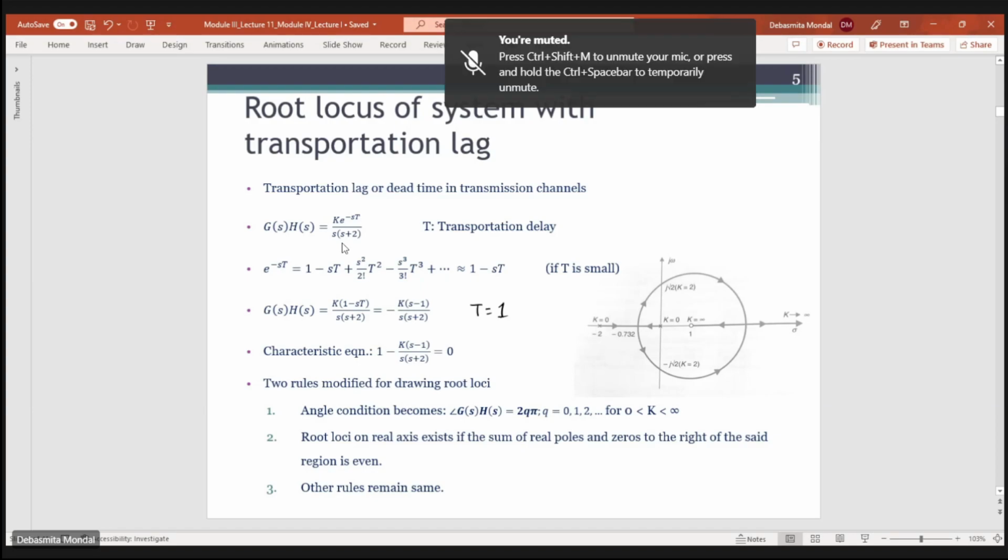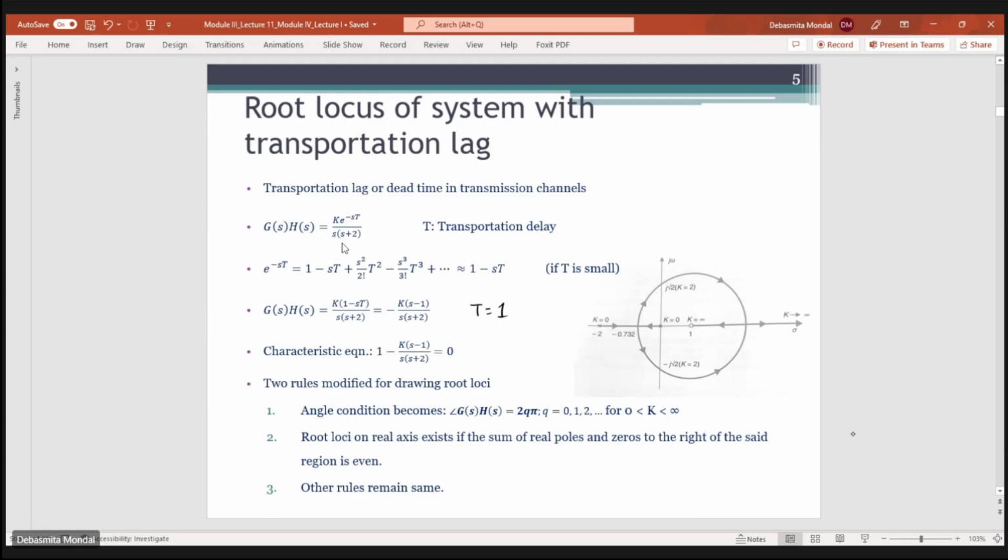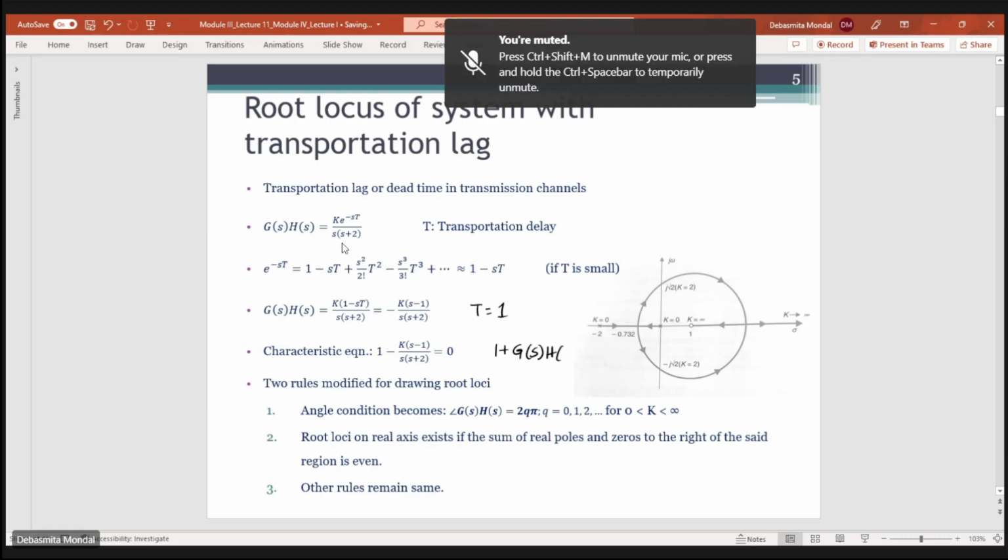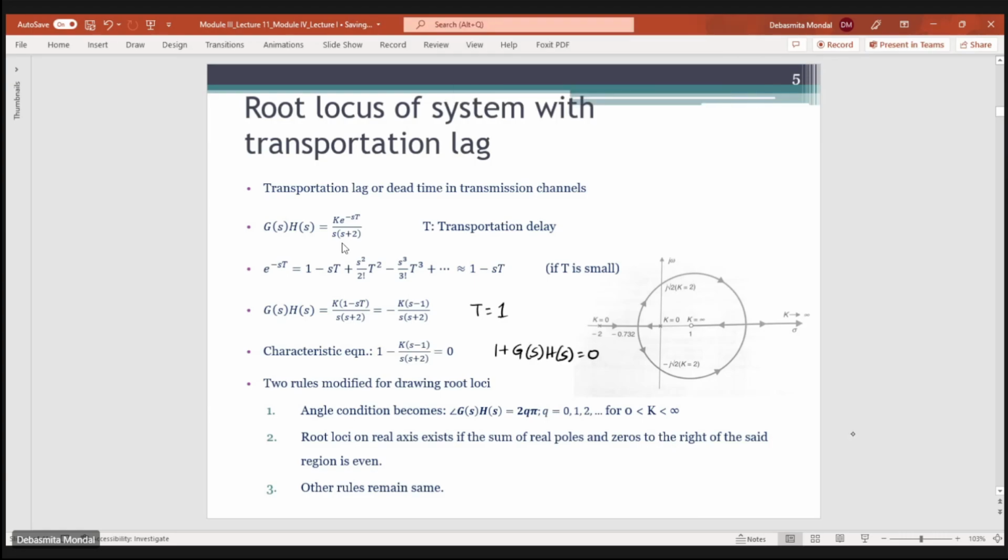Okay, so if you write the characteristic equation, we know it is 1 plus GsHs equals 0. So we can simply substitute the value of GsHs and it will give you 1 minus k into s minus 1 divided by s into s plus 2 equals 0. So this is your characteristic equation.